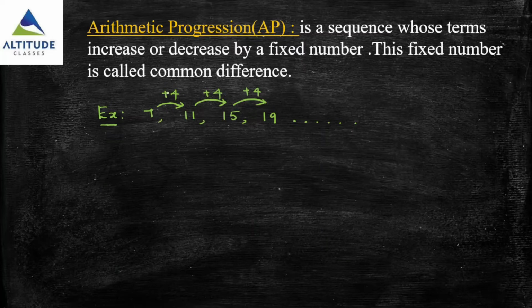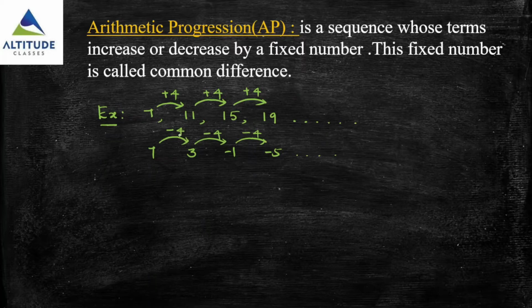This fixed number can be positive, it can be negative, and it can be zero also. For example, 7, 3, minus 1, minus 5. If you are going from 7 to 3, you are subtracting 4. From here to here, again you are subtracting 4. Here to here, again you are subtracting 4. That means this is also an arithmetic progression because terms are decreased by a fixed number. In this, the common difference is minus 4.